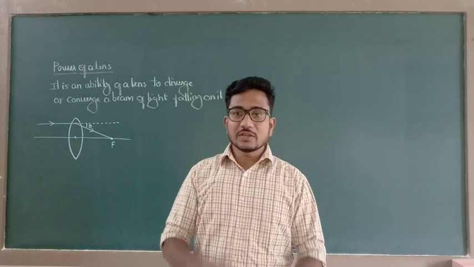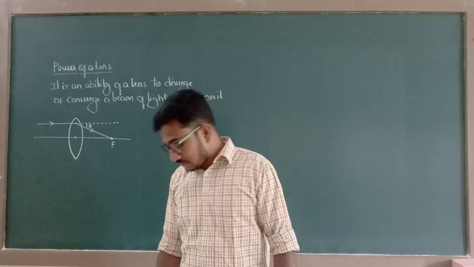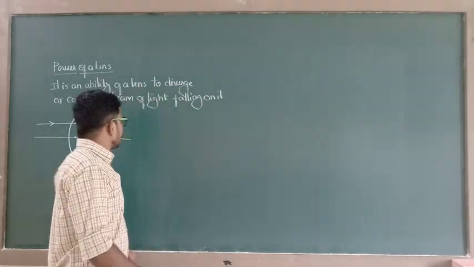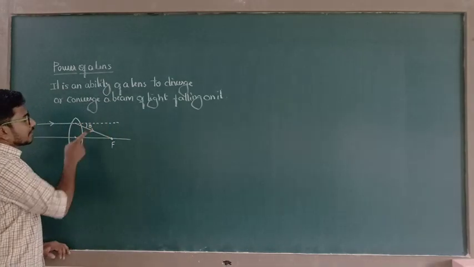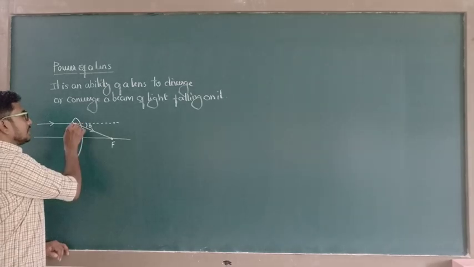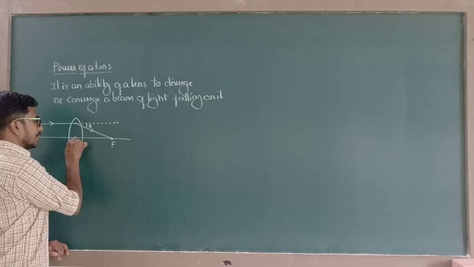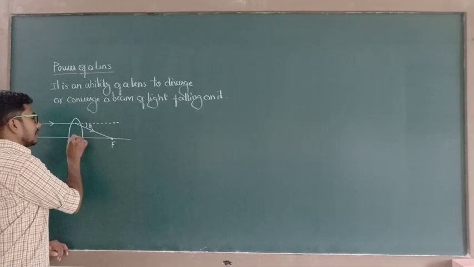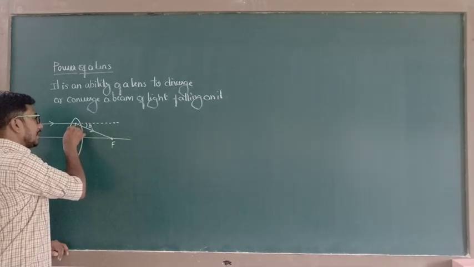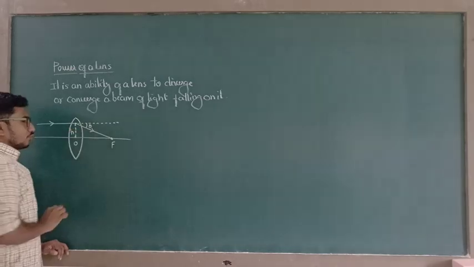So this is known as power of the lens. So here, there is a deviation from the path of the light ray by an angle theta. So this is the point of incidence from the optical center. Let us say O be the optical center. Height of this point of incidence from the optical center, let us say this height is equal to h. We don't know this height.